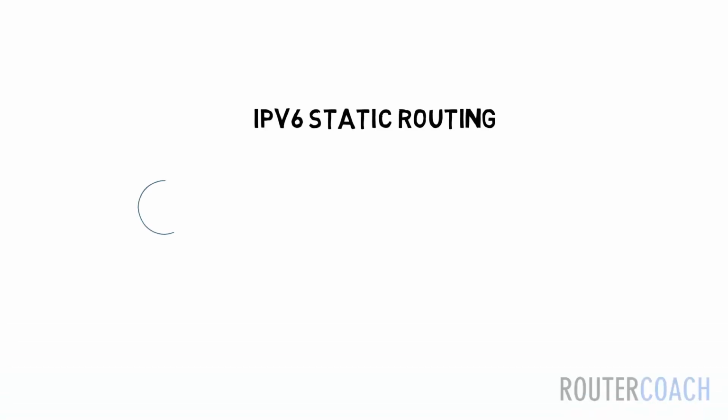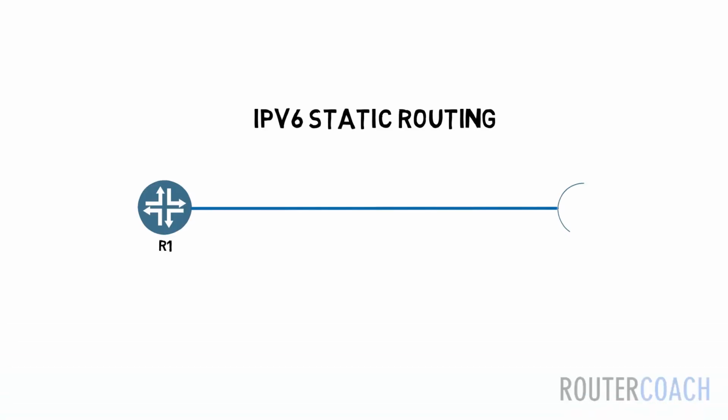So this is our topology. We have two devices which are directly connected, but to provide reachability to the IP version 6 loopback addresses, we need to configure static routing.